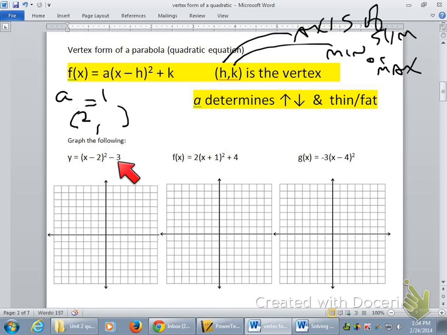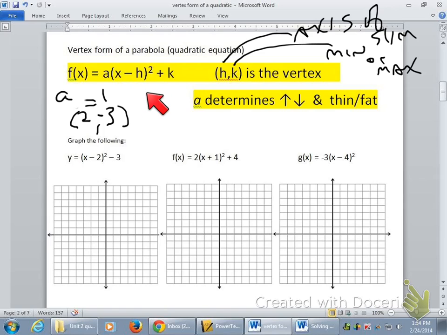And what about the K? Now the K is negative. That's good. So my vertex is positive 2, negative 3. We'll do some more to make sure we get that. Okay? It all has to do with the negative on the inside. It's actually the opposite of what you think it is.